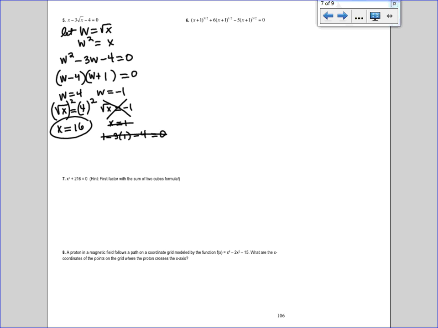You go back and check, you get 16 minus 3 times the square root of 16, which is 4, minus 4. 16 minus 12 minus 4, that does equal 0. So that one does work.